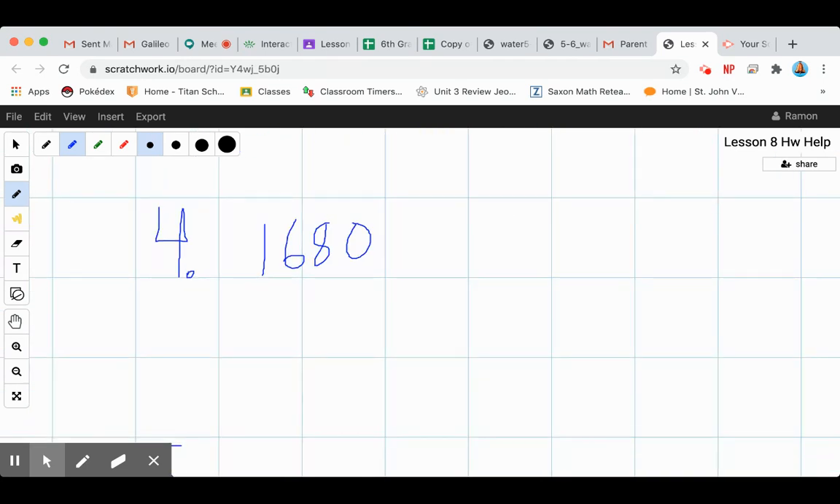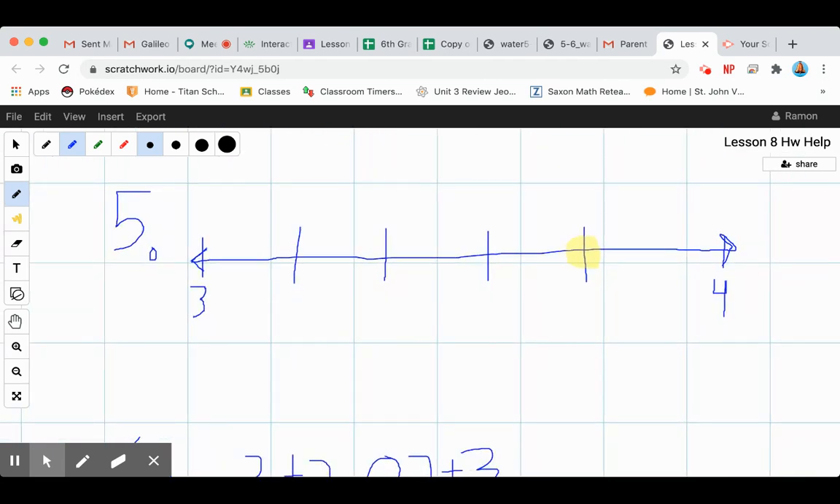For number 4, we want to list the single-digit divisors of 1,680. So we use our divisibility rules. We know that it can be divided by 1. Since it ends in an even number, it can also be divided by 2. And since it ends in a 0, we know that 5 is also one of the divisible factors. So to find the rest, use your divisibility rules to test and see which ones are factors of 1,680. And again, we're only going for single-digit numbers, which are all the numbers between 1 and 9.